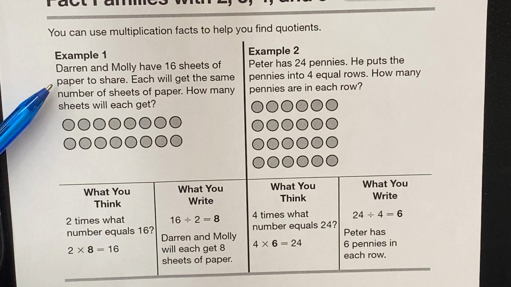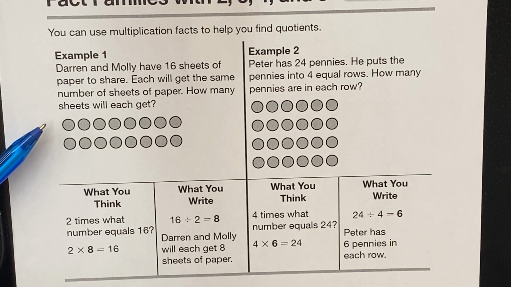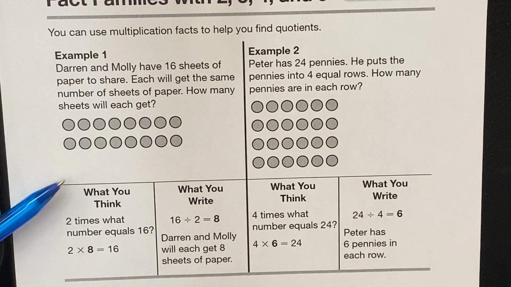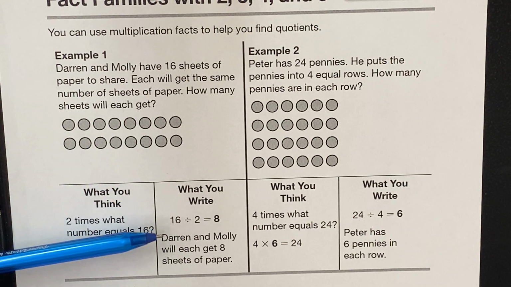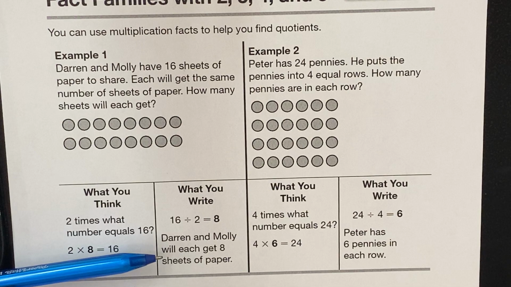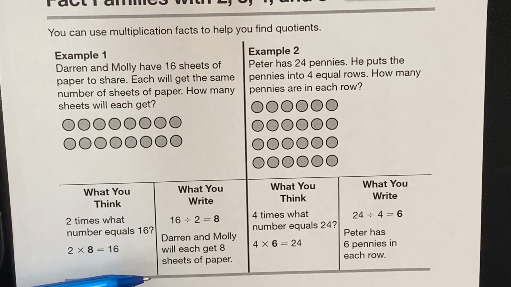Darren and Molly have 16 sheets of paper to share. Each will get the same number of sheets of paper. How many sheets will each get? It's giving you a picture, and this is what it's telling you you can think about. 2 times what number equals 16? Well, 8. What you would write would be 16 divided by 2 equals 8. Darren and Molly will get 8 sheets of paper.